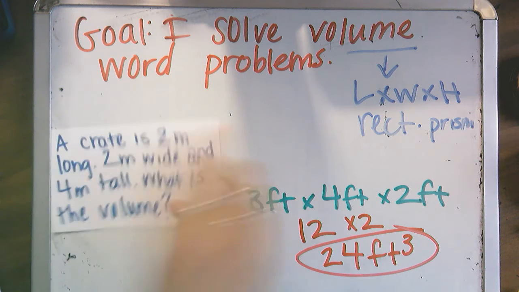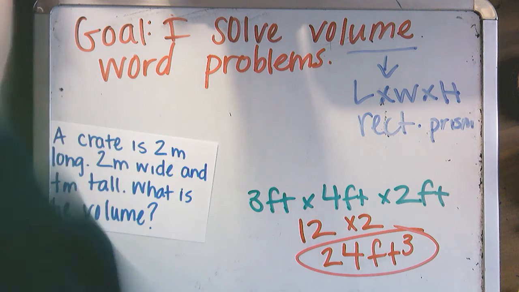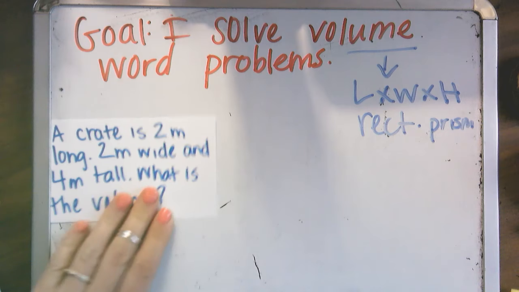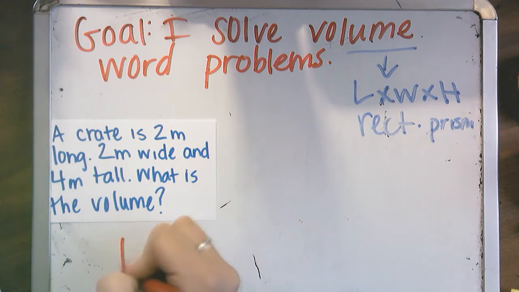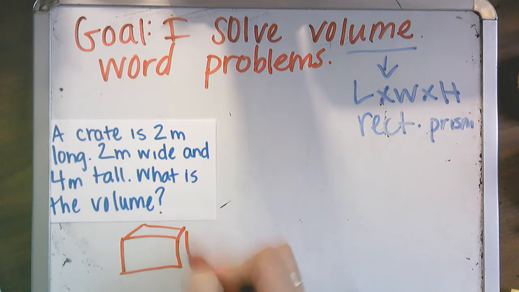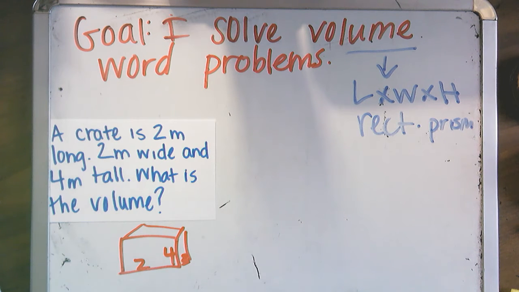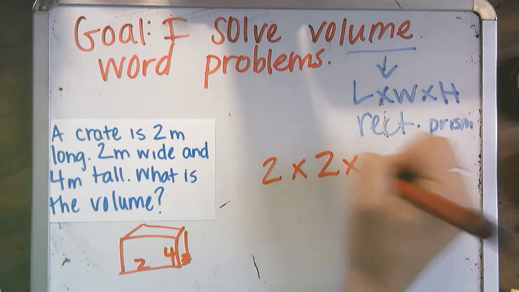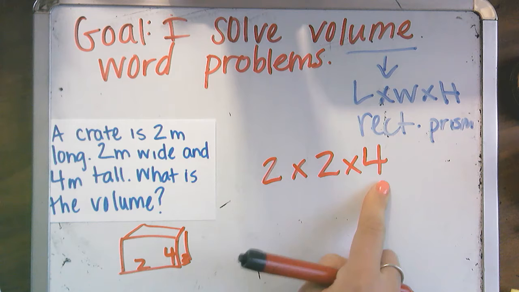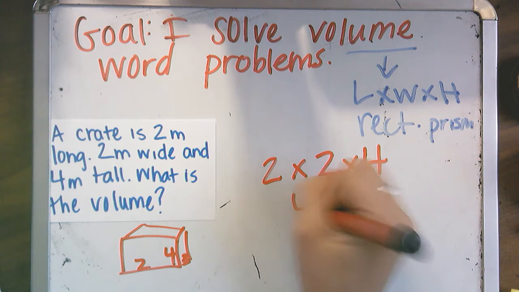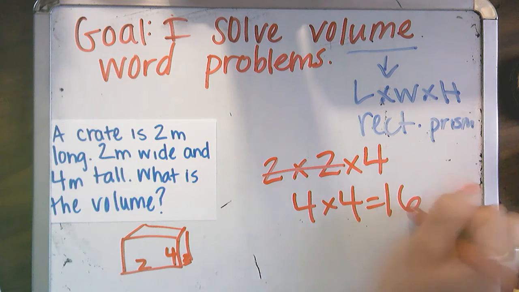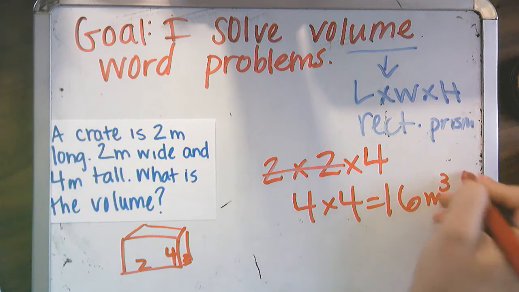The next question says, a crate is 2 meters long and 2 meters wide, and it is 4 feet tall. What is the volume? So we could draw our own picture and label it 2, 2, 4, and then we could make our equation. Length is 2 times width, which is 2 times height, which is 4. So 2 times 2 is 4, and then 4 times 4 is 16. And then it's meters cubed. So this is a big box.